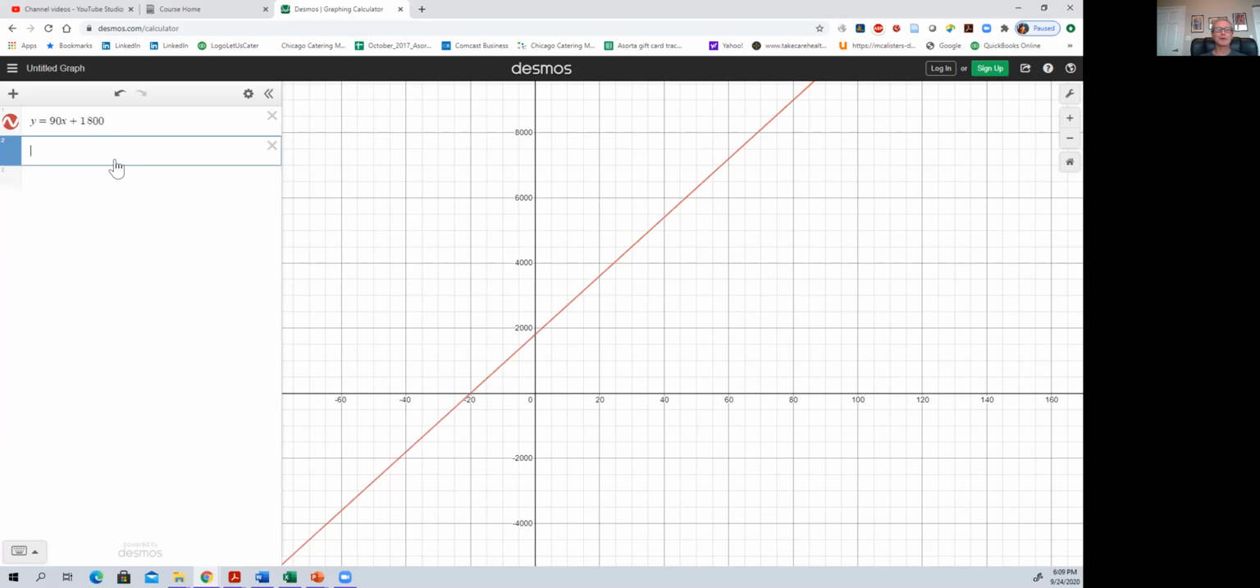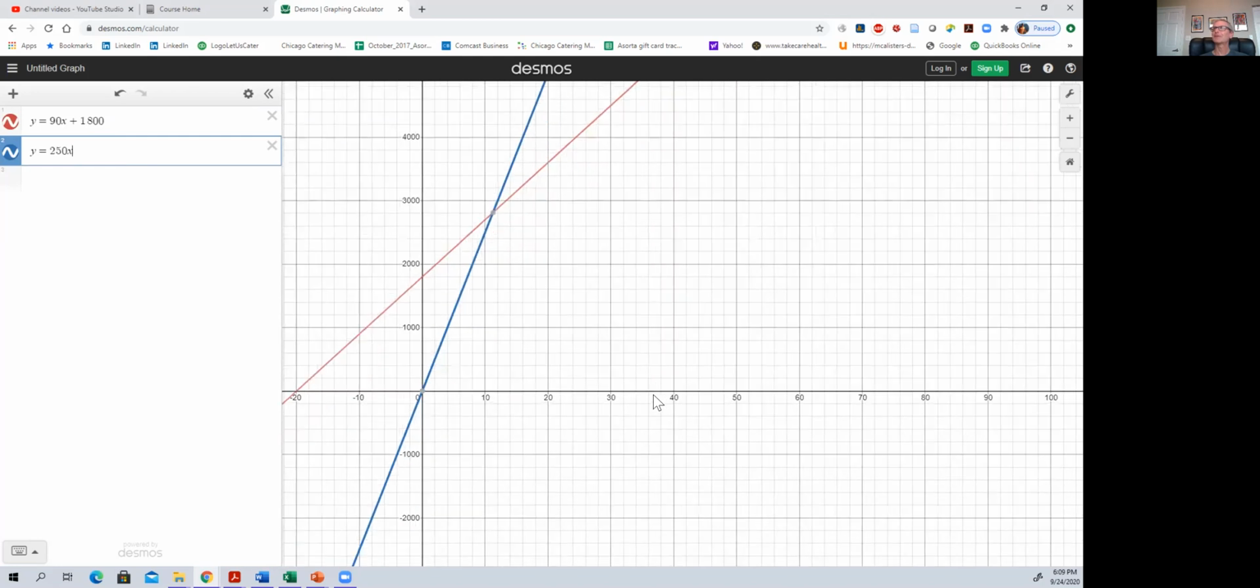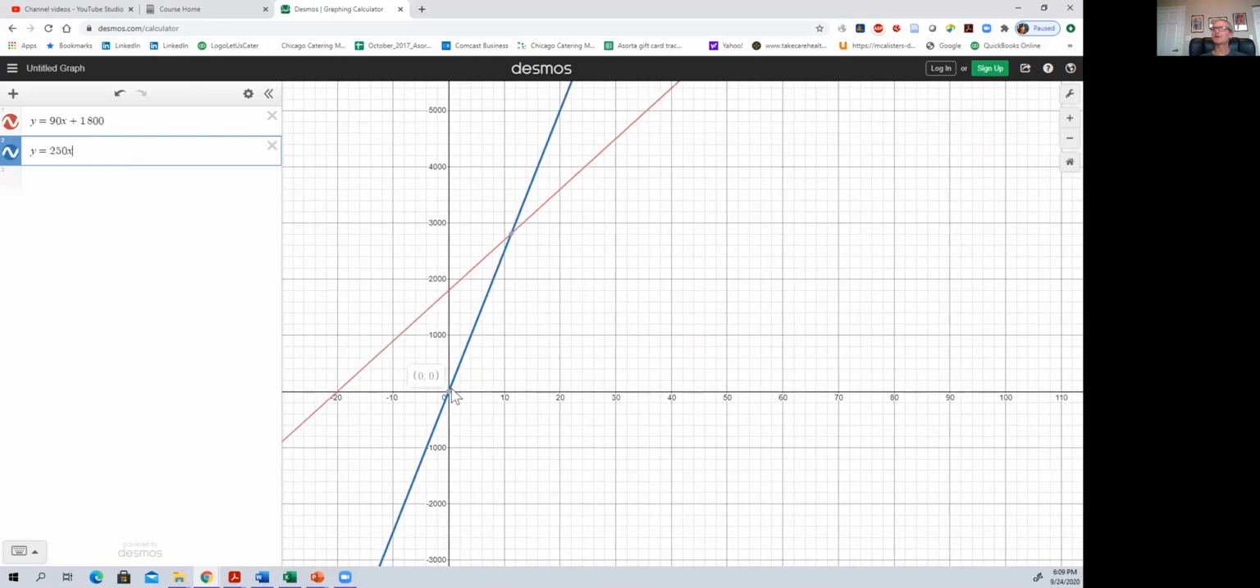So let's add another one and let's do the revenue this time. So the revenue equals 250x. And see, it's really nice because it changes the colors on you too. So here's the revenue. You can see that in the blue line, when you sell 0 bikes, you get $0, and as it continues to go up, guess what this point is? That's our break-even. That's where the 2 lines intersect. And so you can see that the break-even is at 11.25 bikes. So if you sell more than that, you would start making money. And when you sell less than that per day, you would lose money.